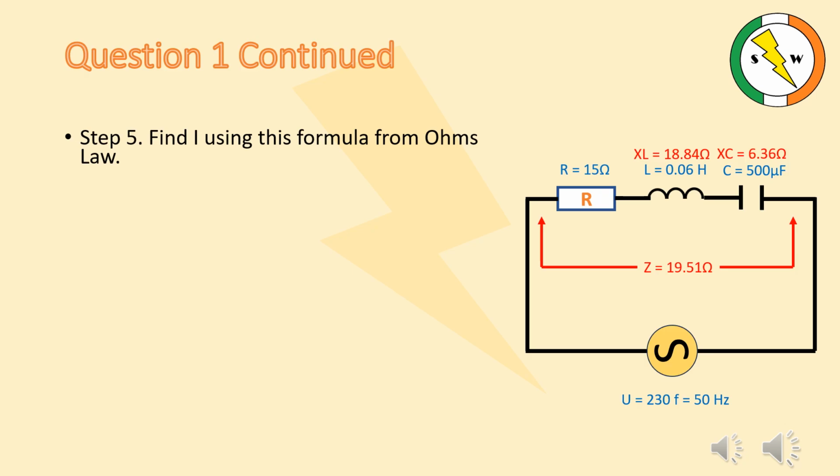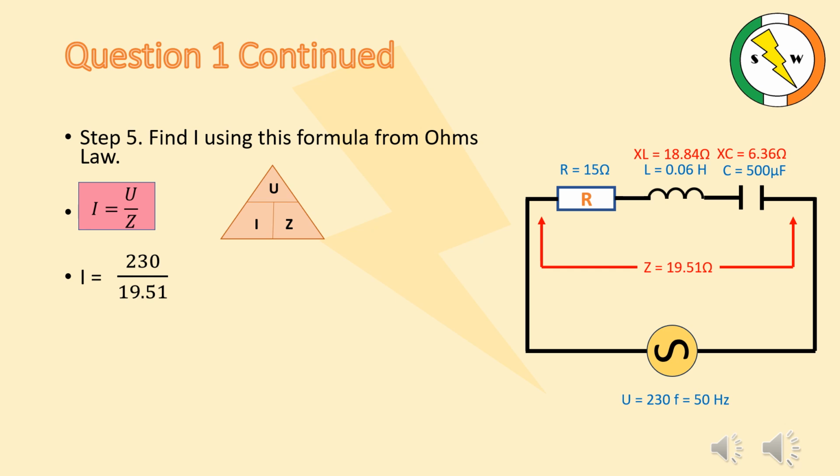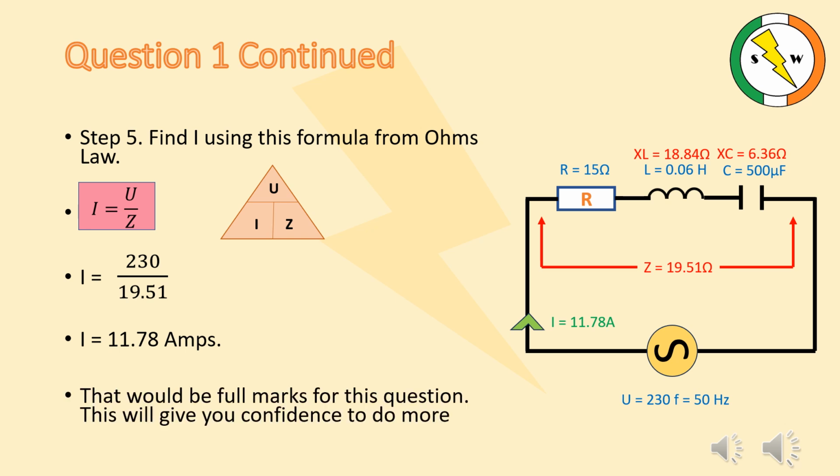Step 5. Find I, using this formula from Ohm's law. I equals 230 divided by 19.51. I equals 11.78 amps. That would be full marks for this question. This will give you confidence to do more.